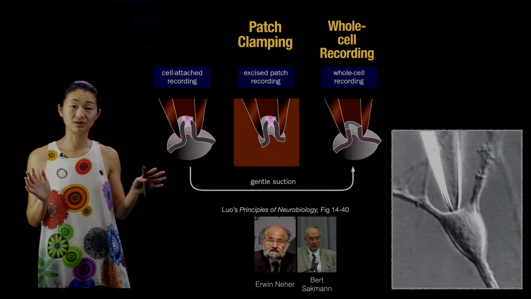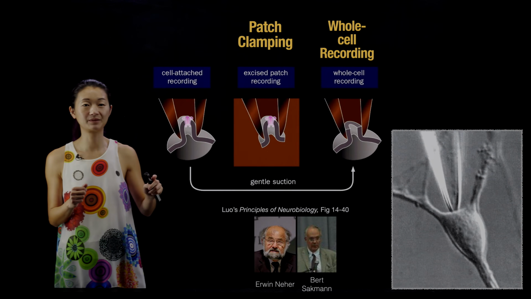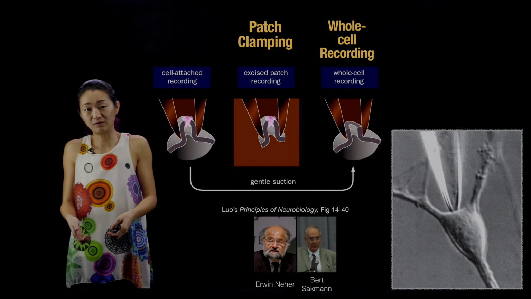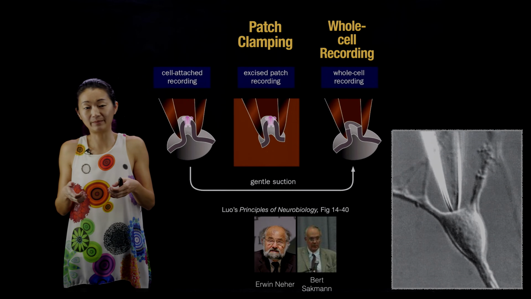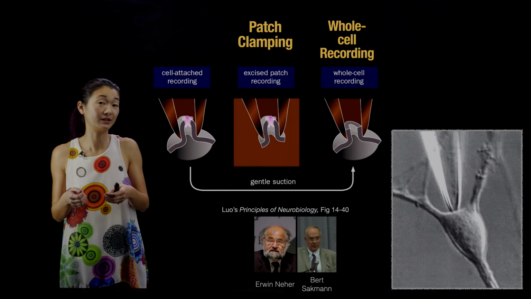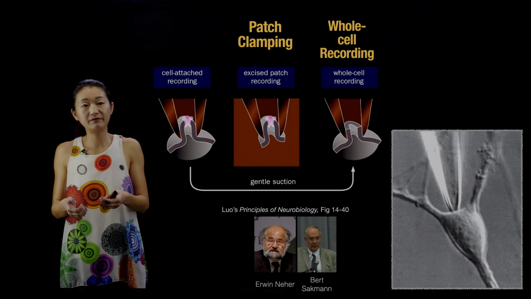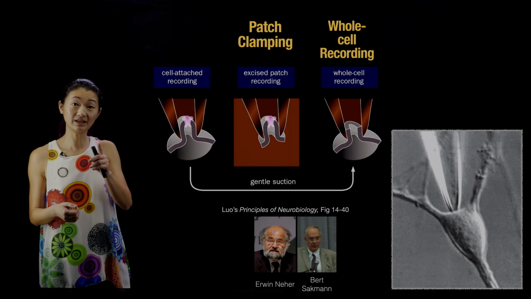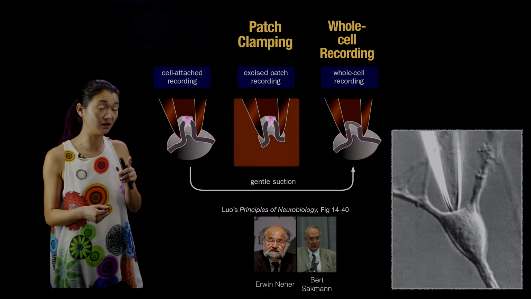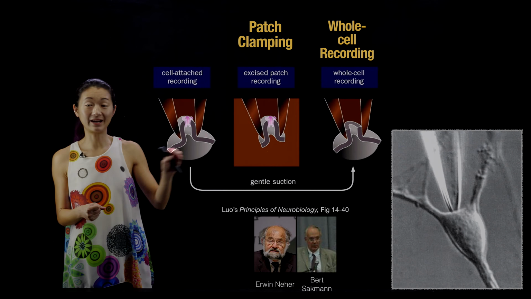The second thing you can do is what's called patch clamping by excising the patch. What you do is that after you form the gigaohm seal, you pull up on the pipette. The pipette is usually attached to a very, very precise micromanipulator. So you pull up on it and you rip that little piece of membrane off of the cell. If you get really lucky and your pipette is really, really small, what you might be able to do is isolate a single ion channel.